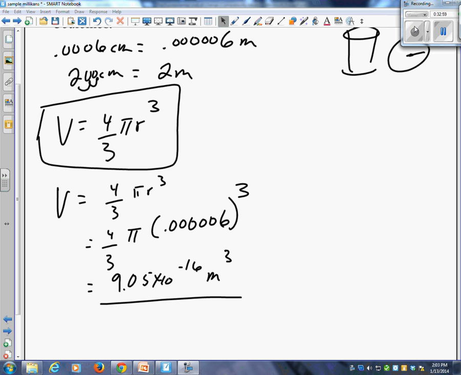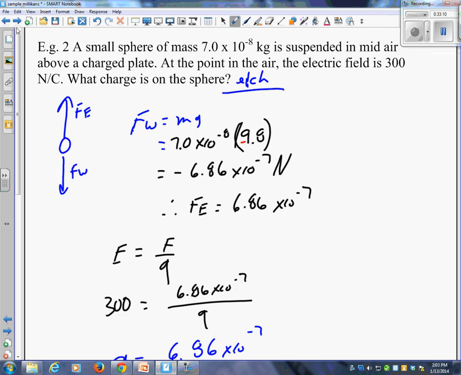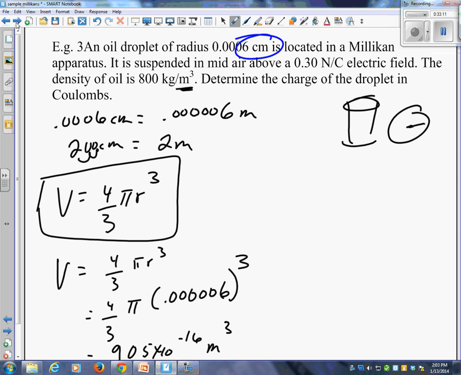9.05 times 10 to the minus 16. That's the volume. Okay, now what I really need to know, because what these other questions gave me was the mass. Do I have the mass? No. How do I get mass? I'm going to use this old formula, D equals M over V.